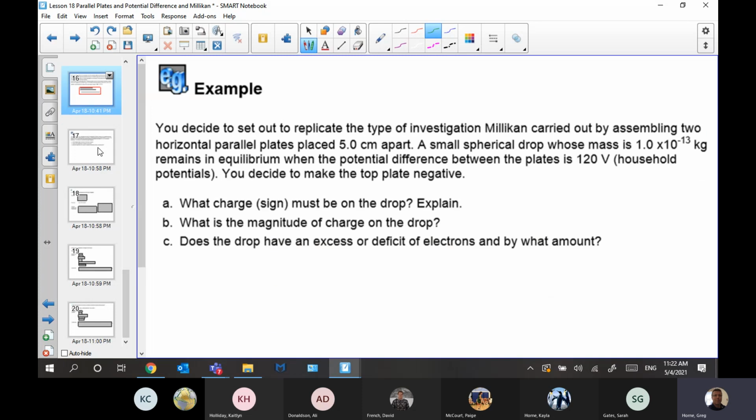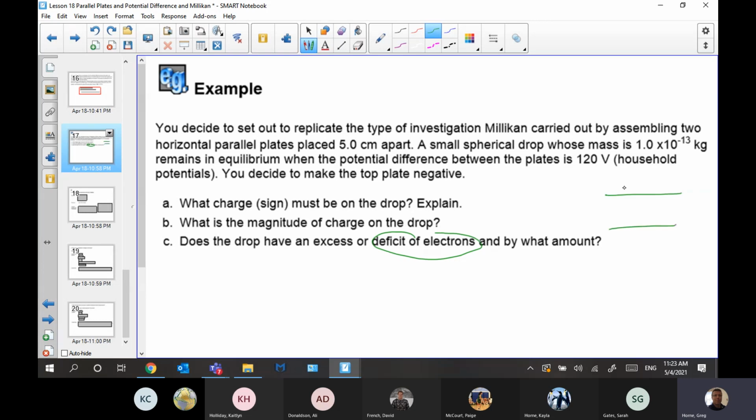So just a little bit more from this one. If you decided to carry this out and you had plates that were 5 centimeters apart and a spherical drop that you know the mass of, remember that was the hard part, so if you're given the mass, you're good to go. And you know the voltage that's applied, and you make the top plate negative, which is kind of weird. I don't know why that was decided, but basically that means that your oil droplet is going to have an excess or a deficit. If the top plate's negative and it's accomplishing the goal of slowing the fall down or even suspending it, then the droplet must be attracted to that top plate. So it must be positive, so it must have a deficit, right? It must be a positive droplet.